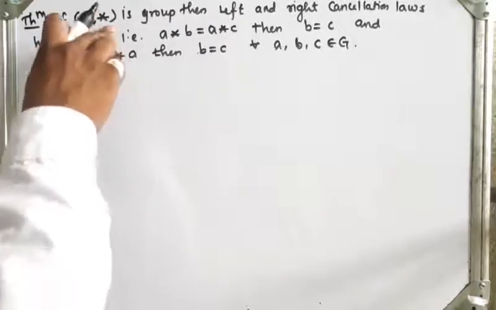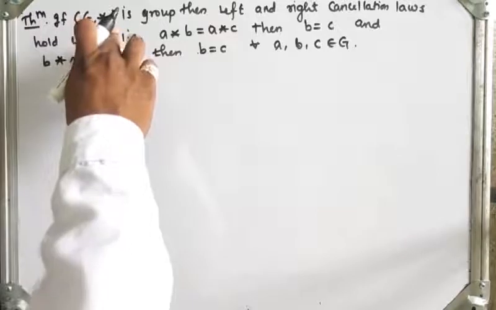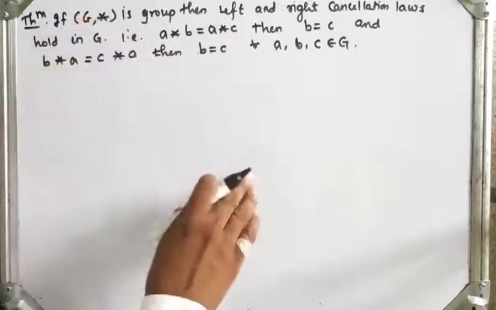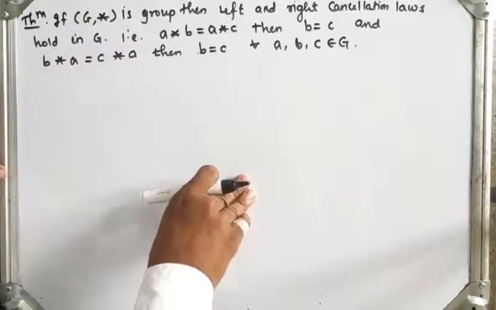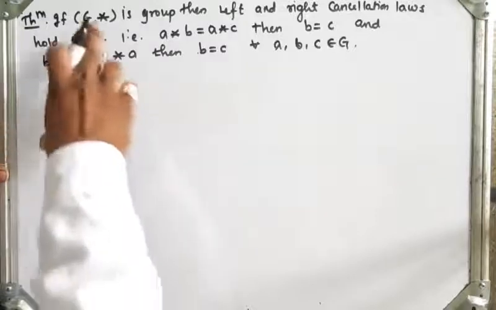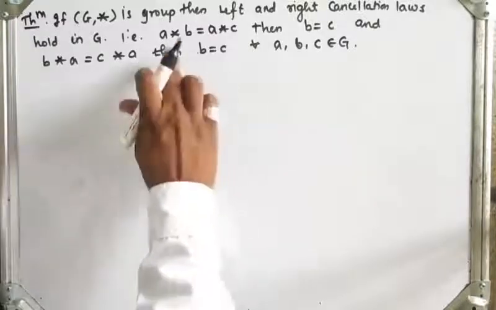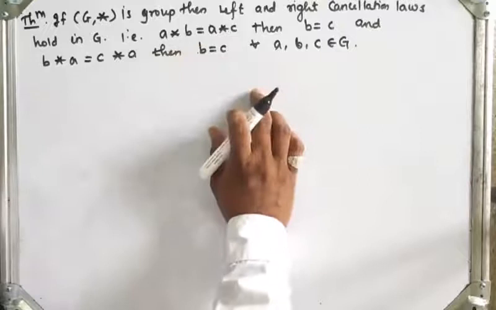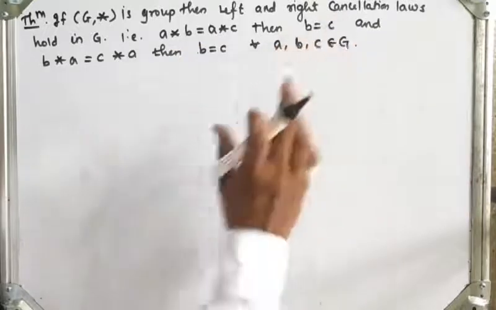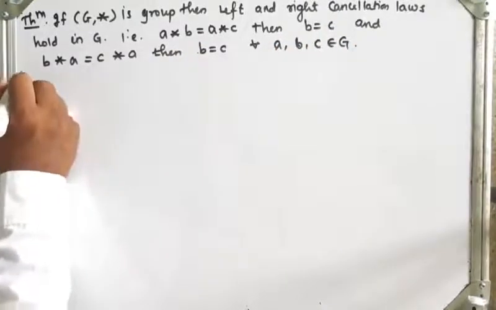Here G under binary operation star is a group, which means it satisfies all four properties. First, closure. Second, associativity. Third, existence of identity, and last, existence of inverse. Now here we have A star B is equal to A star C. Finally we have to prove that B is equal to C. So we will prove this.